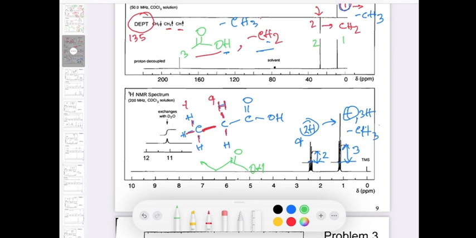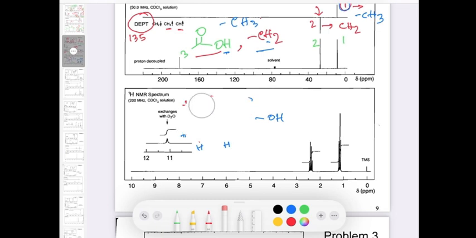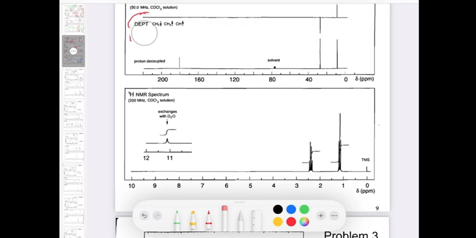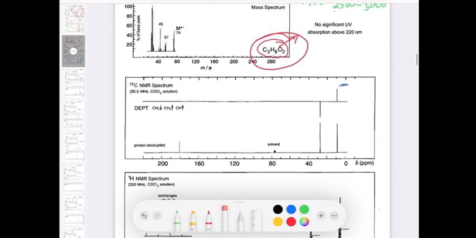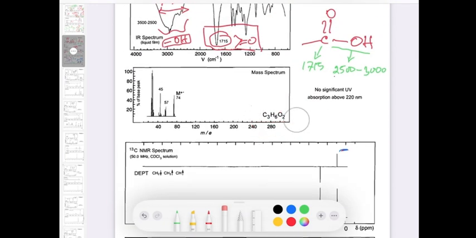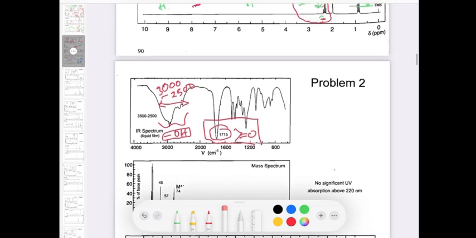So I hope you understand the assignment of these peaks. If you have a question, you can ask me. Now I'll go slowly to a little more difficult problem, and slowly we will build up the knowledge of structure elucidation.